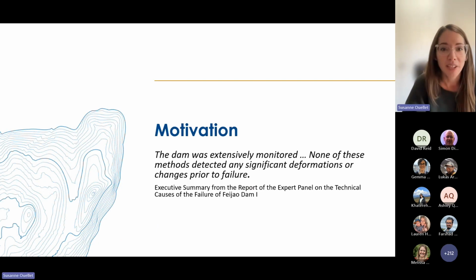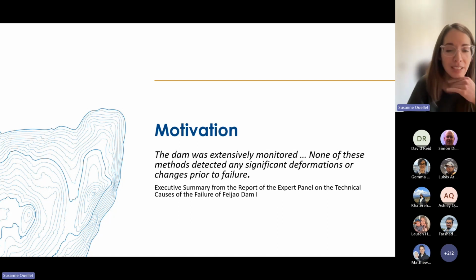So I just want to start off going over the research motivation for this work. And I think many of you here might be familiar with the Brumadinho tailings dam failure. It occurred in Brazil in 2019, and this was a very catastrophic failure where 270 people lost their lives. I'm just showing a quote here that was taken from the executive summary on the causes of the failure. And this is really a big part of what led me to go back to school at the University of Calgary.